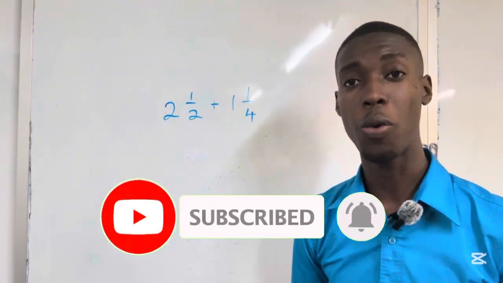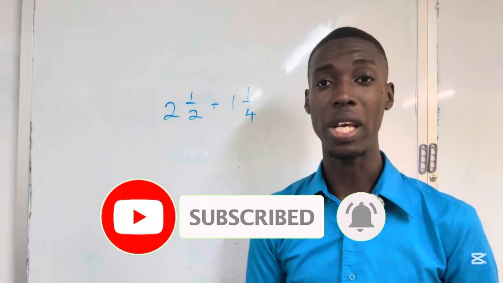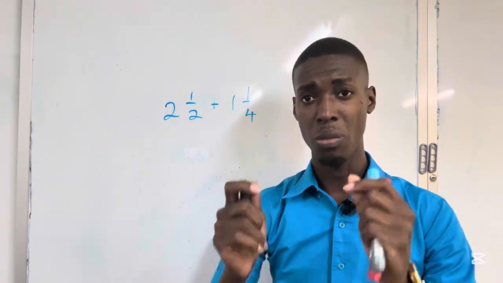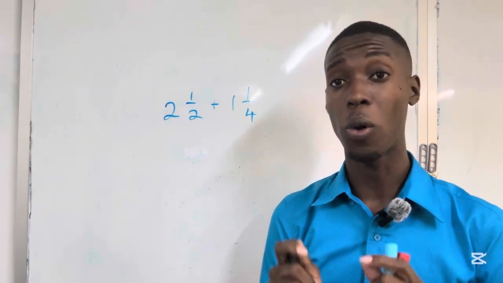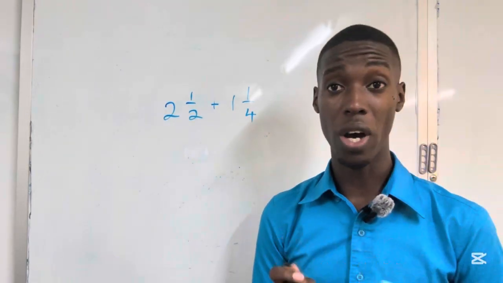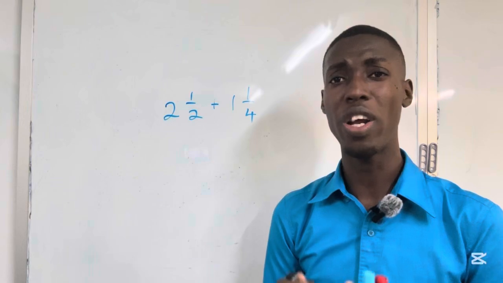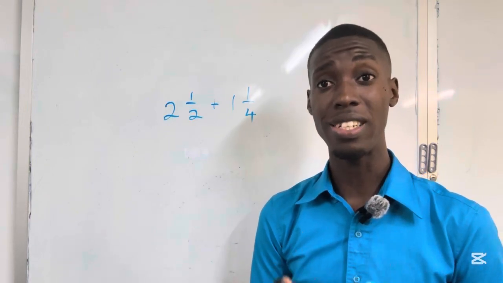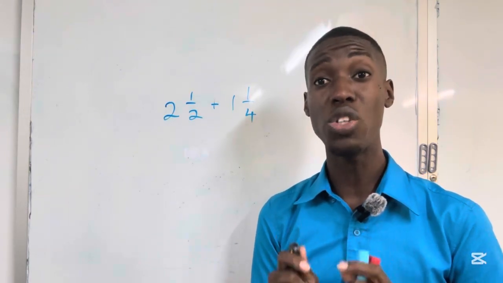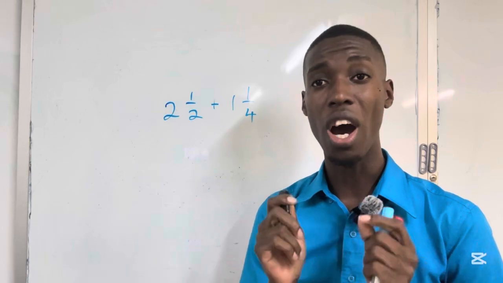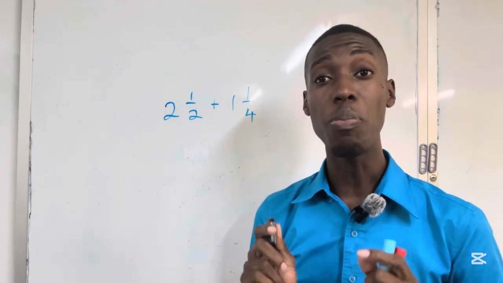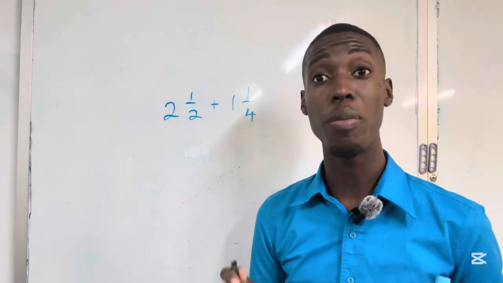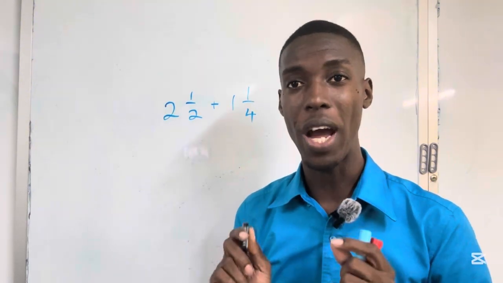In today's video, we're going to add mixed fractions. The question says 2 1/2 plus 1 1/4. Whenever you get questions like these, the first thing you need to do is convert the mixed fractions, or mixed numbers, into improper fractions. In other words, make them top heavy.